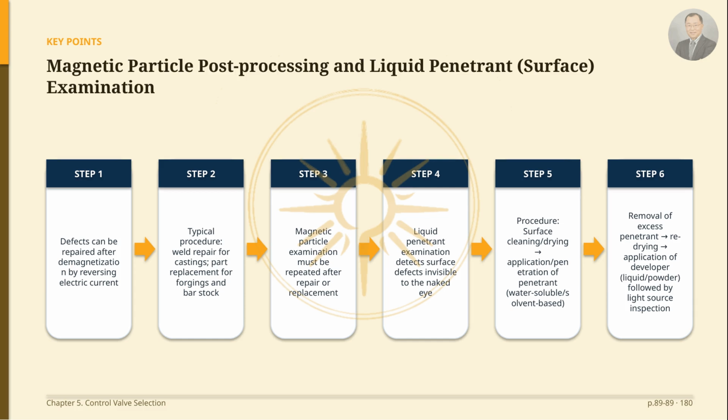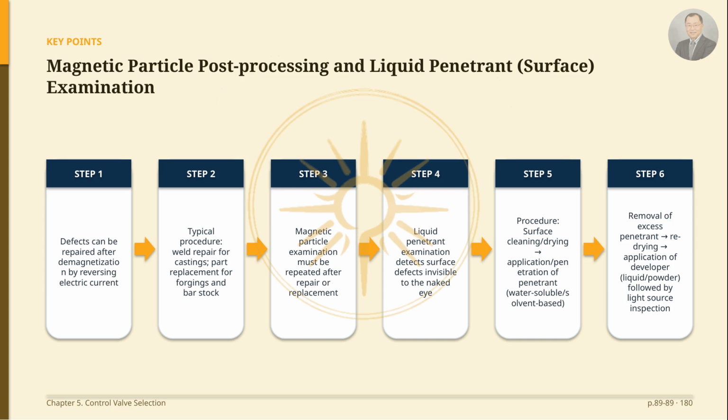I will now cover the post-processing of magnetic particle examination and liquid penetrant surface examination. After magnetic particle examination, the piece is demagnetized by reversing the electric current. Then the defect is either repaired by welding or, if repair is not possible, the part is replaced. Weld repair is common for castings, while replacement is the standard procedure for forgings or bar stock parts. After repair or replacement, the magnetic particle examination must be repeated.